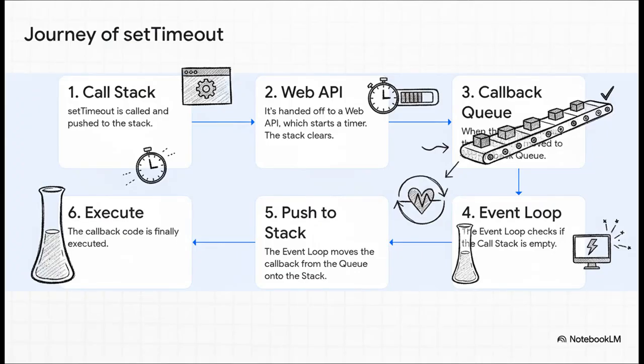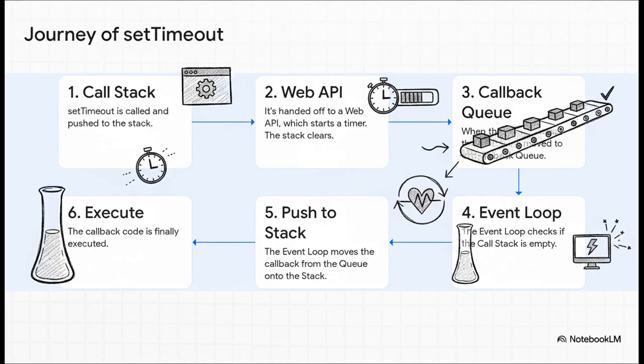Okay, so follow along. First, setTimeout gets called. For a brief moment, it's on the call stack. But here's the magic trick. It doesn't stay there. It immediately hands off its work, the timer and the function to run later, to a web API. Then setTimeout is popped right off the stack. The highway is clear again. While that web API is off to the side, running its timer, your other JavaScript code can run just fine.